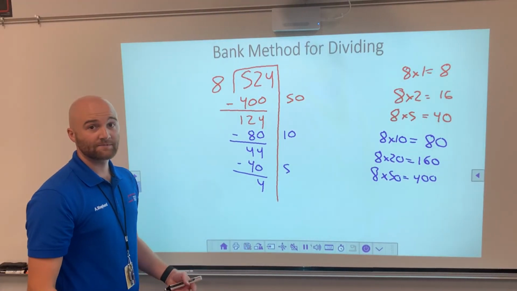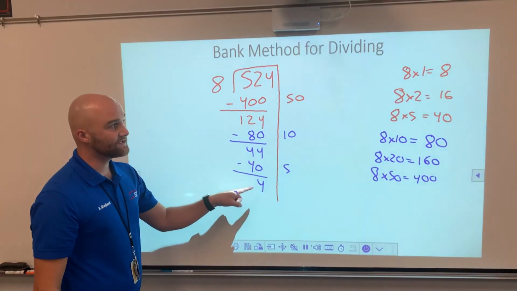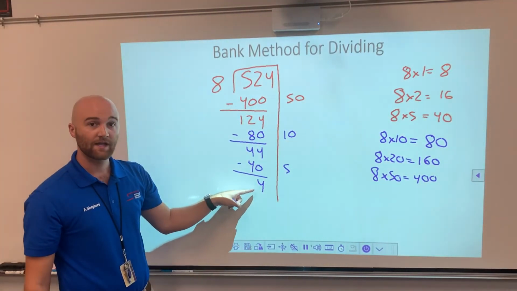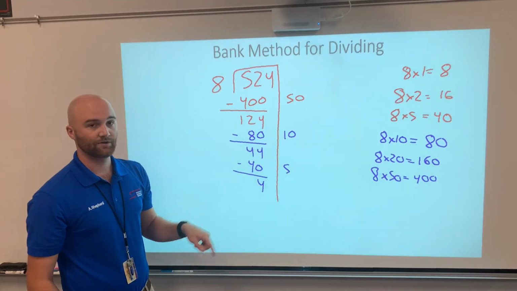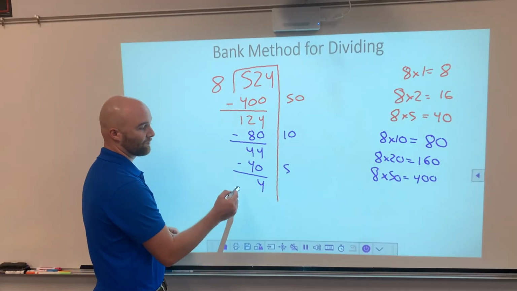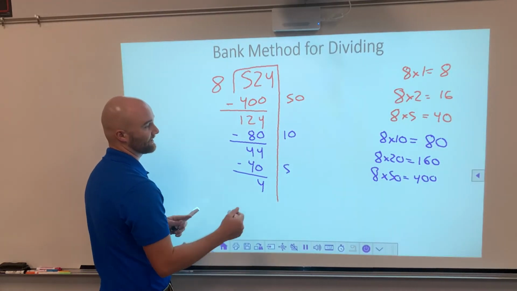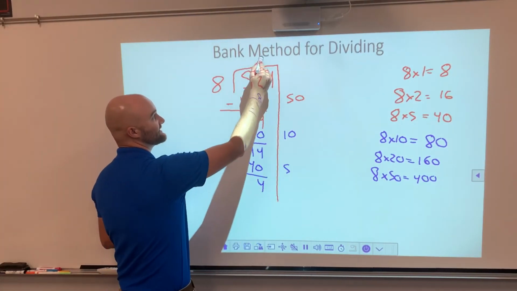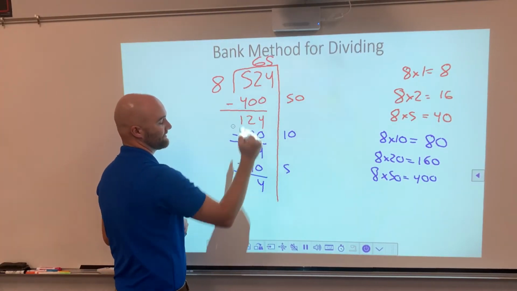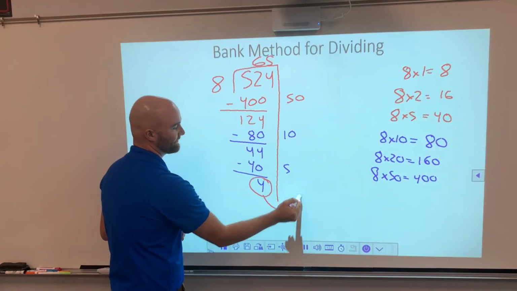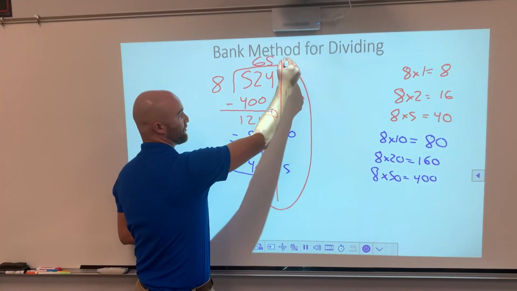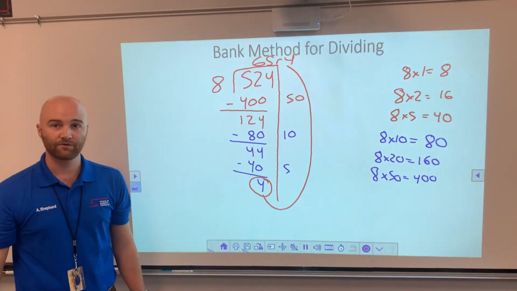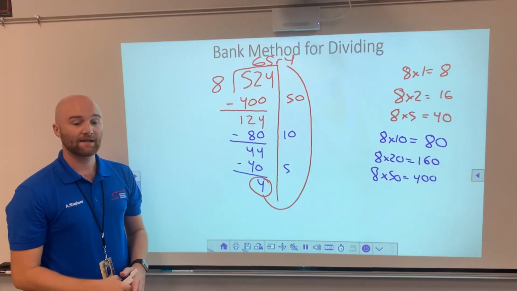Now here's where it sometimes is tricky. Because there's nothing else I can fit in, even an 8 times 1 won't fit into the 4, this 4 is our remainder. So let's add up all of our stuff, and then we'll remember that we have this remainder down here. 50 plus 10 plus 5 is going to give us 65, with a remainder of this 4. So 65, remainder 4. That's our bank method.